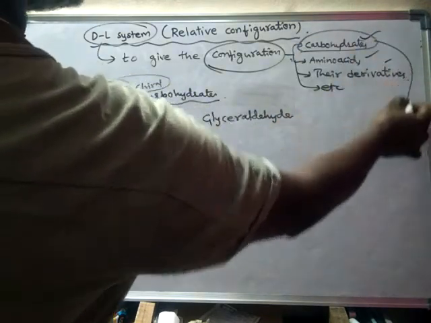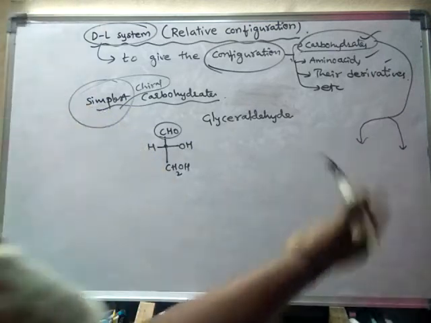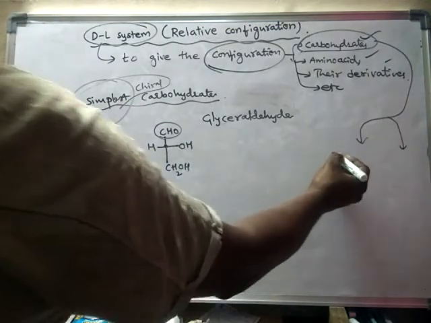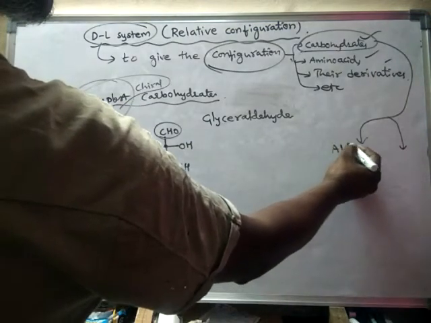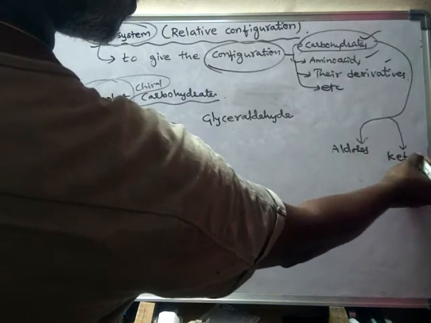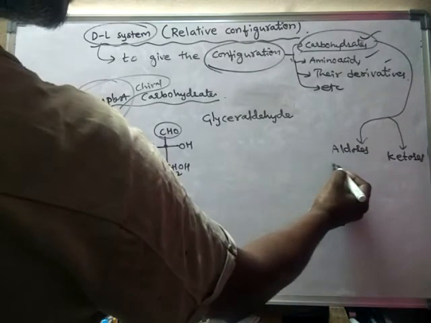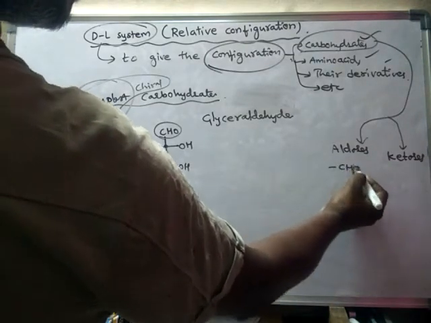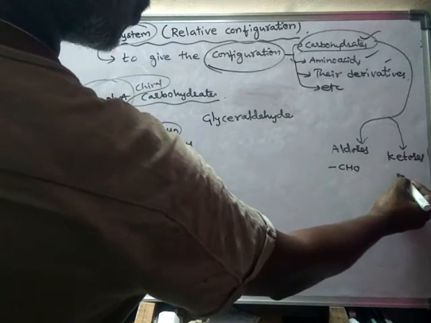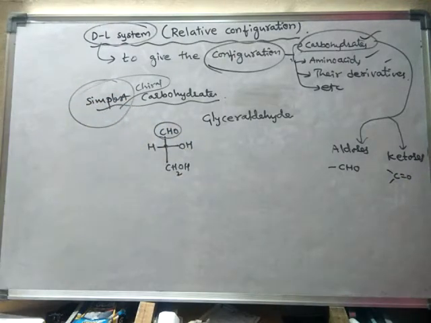Carbohydrates mainly contain two different types of groups. Carbohydrates are of two types: aldoses and ketoses. So what are aldoses? Aldoses contain an aldehyde group, and ketoses contain a ketone group. So these carbohydrates are of two types.